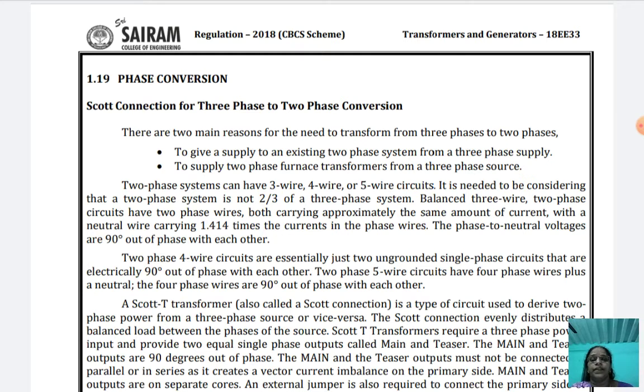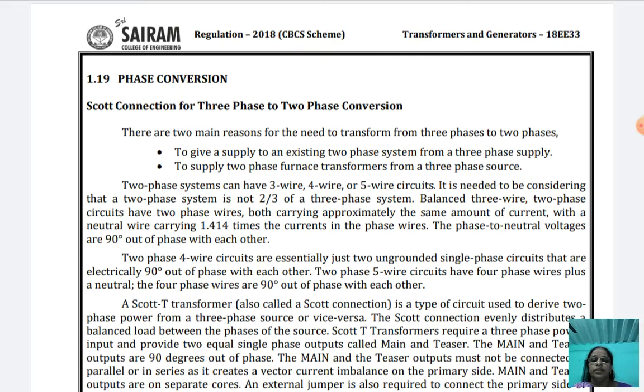electric furnace only. In this case, the two-phase system can have 3-wire, 4-wire or 5-wire circuits. And the two-phase system is not 2/3 of the three-phase system. These are the main important points. And the phase-to-neutral voltages are 90 degrees out of phase with each other only.